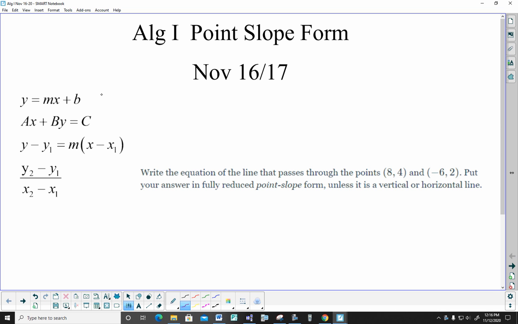You've been working with this form, and that's called slope-intercept form. This one's called standard form. We haven't worked with it much, and we'll be working with it more later this week, but I just thought I'd give you guys all the different forms. Standard form looks worse, but it's actually so much easier to use. This is the one we're working on today, and it's called point-slope form.